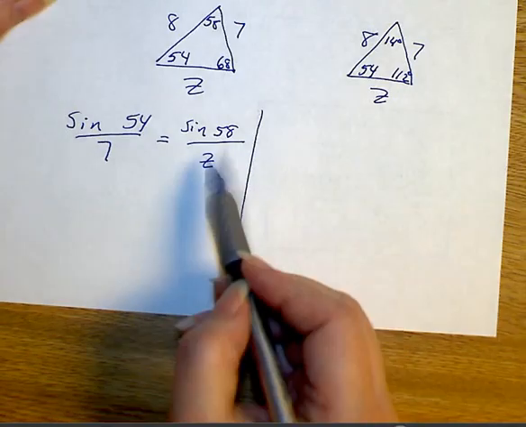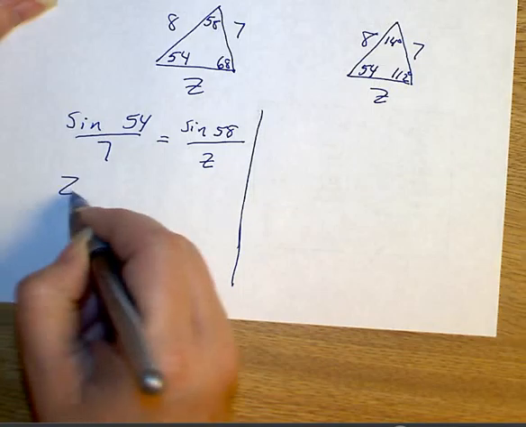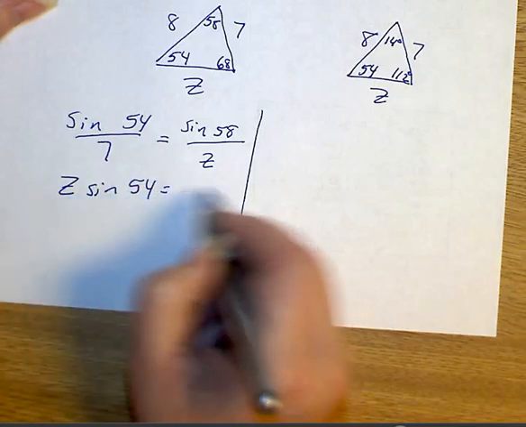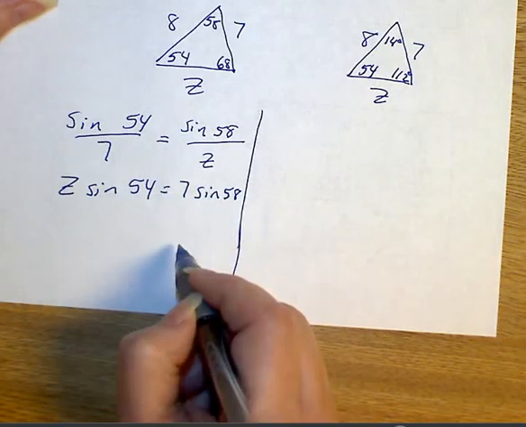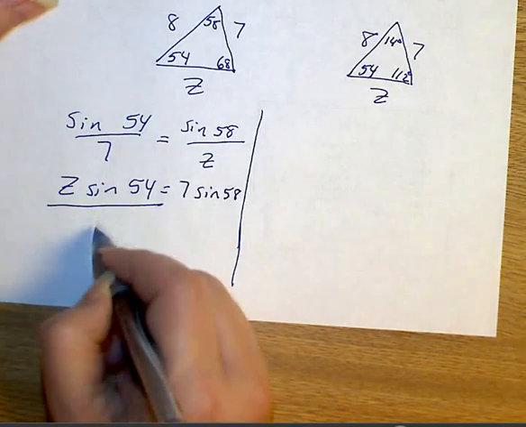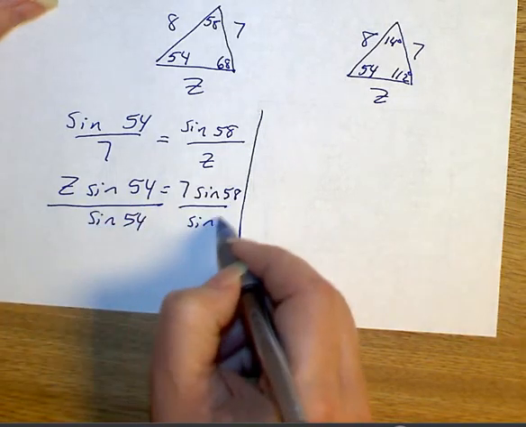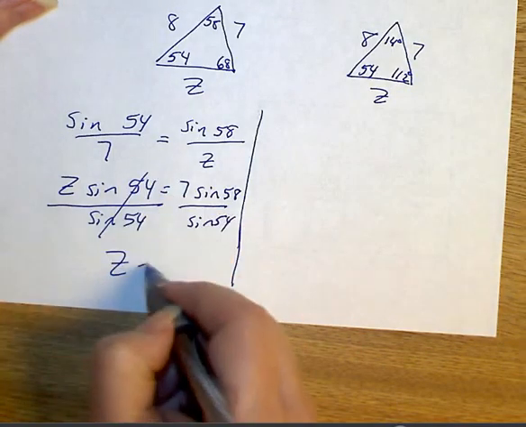So we have here, we want to multiply, so z sine of 54 is equal to 7 sine of 58. Divide by sine of 54. Throw that into calculator to get what z is.